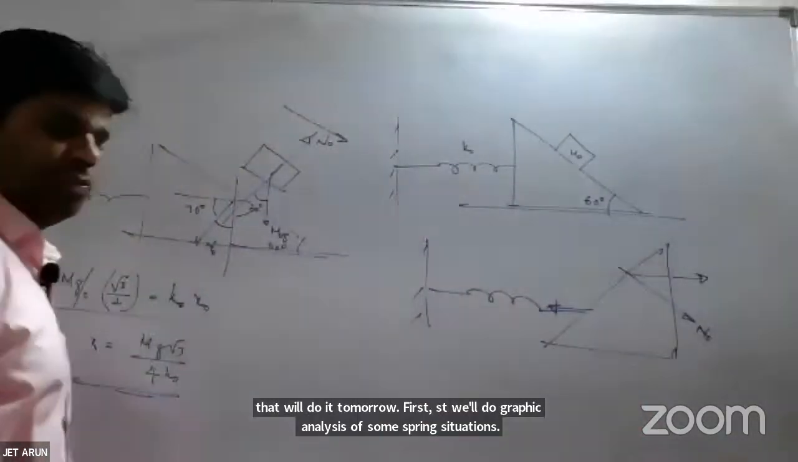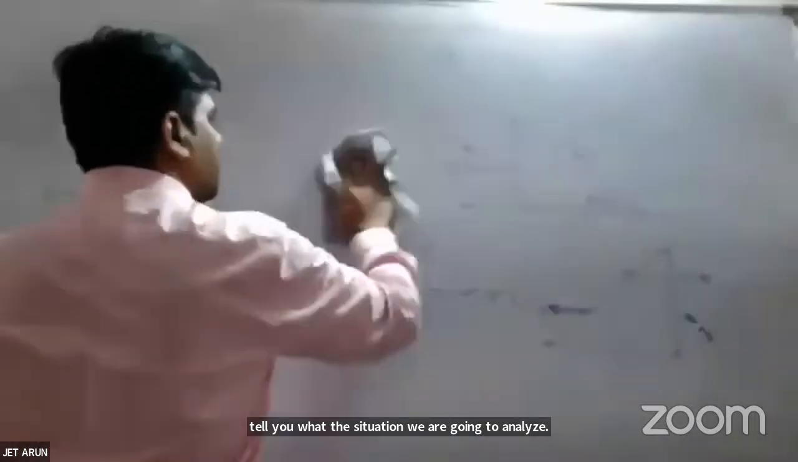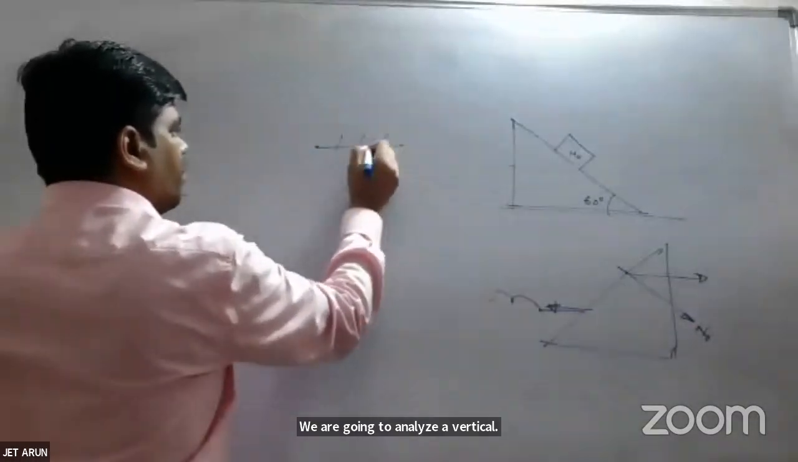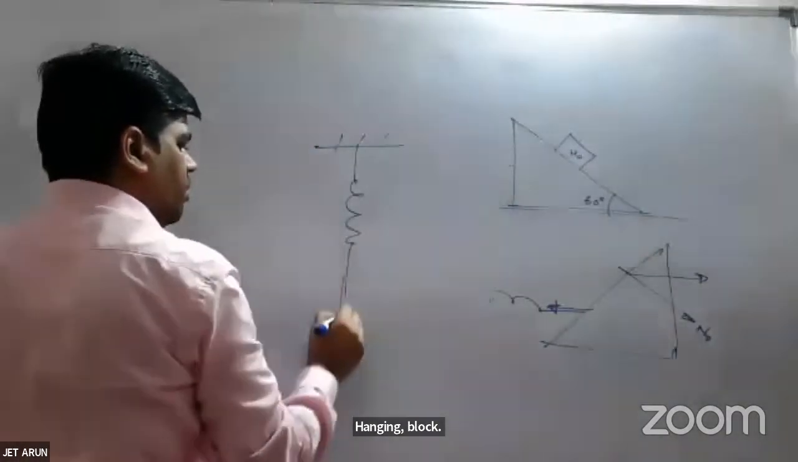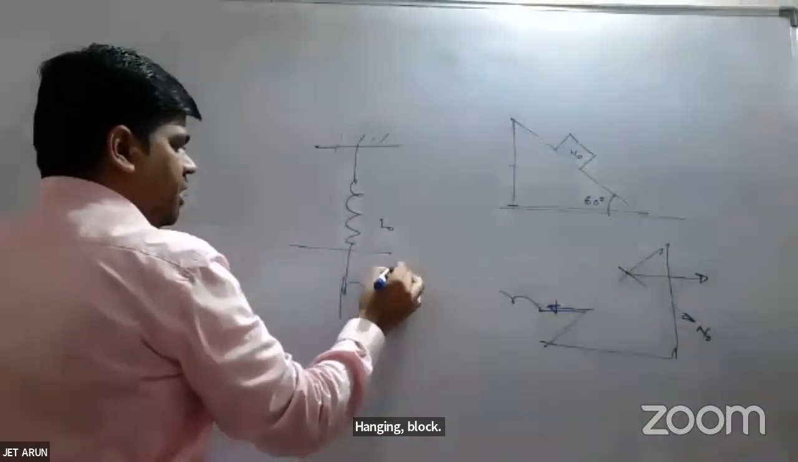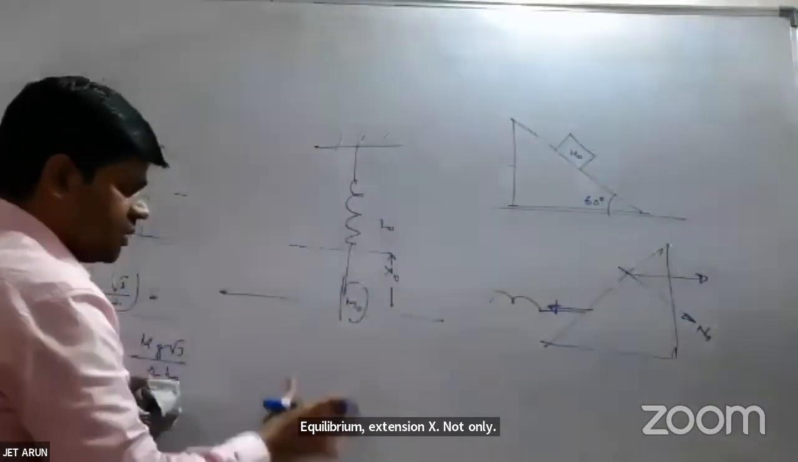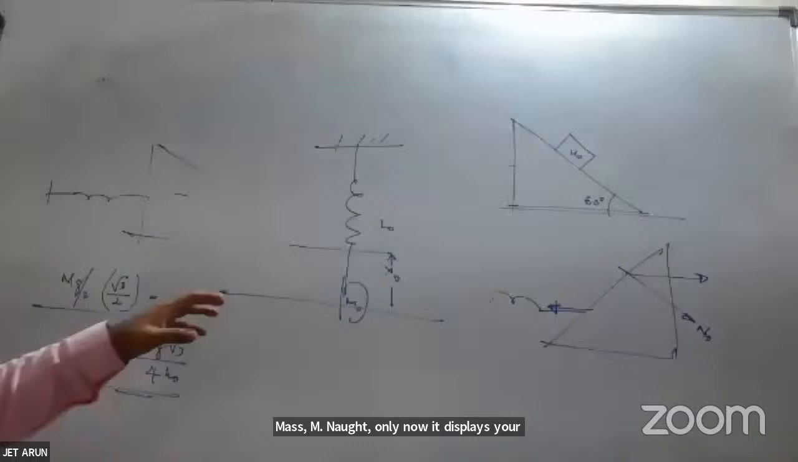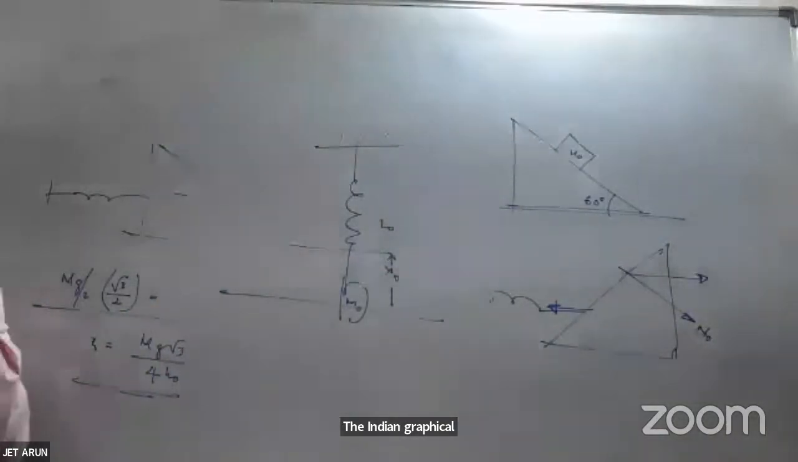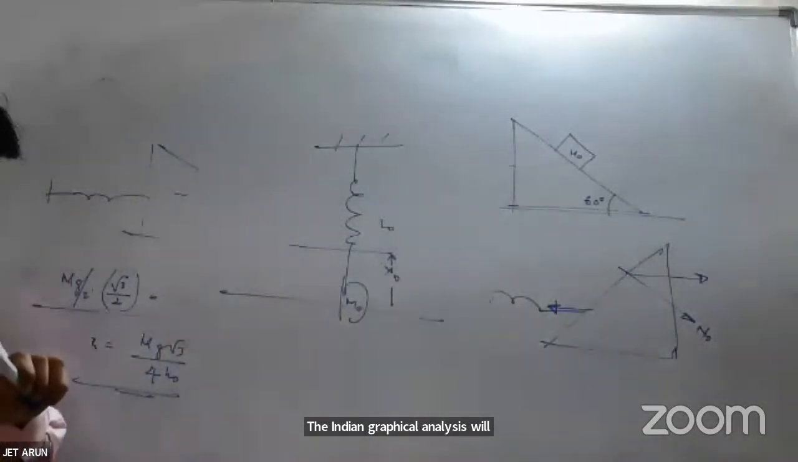I'll tell you what is the situation we are going to analyze. We are going to analyze a vertically hanging block. There is a vertically hanging block, natural length L naught, equilibrium extension X naught, mass M naught. Now I will displace the particle from here. We'll do the physical analysis and graphical analysis of this one. It will hardly take 5 to 10 minutes, but it's very important.